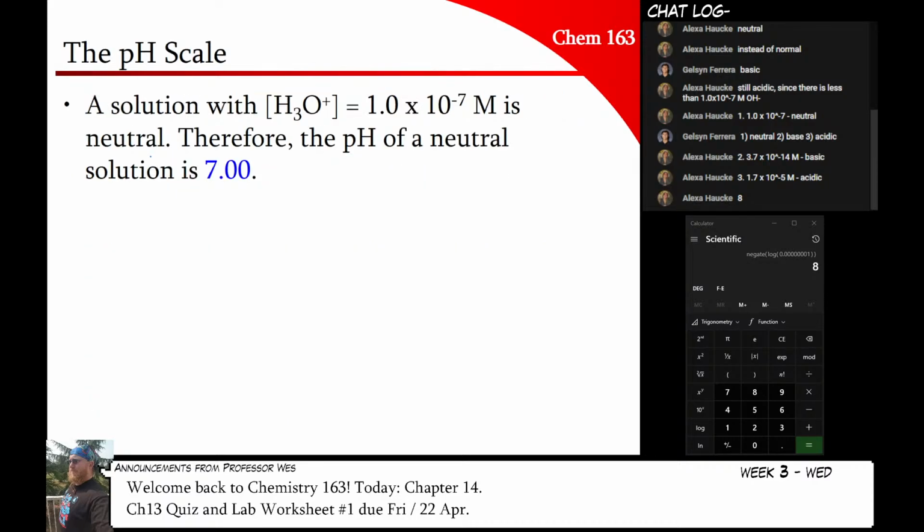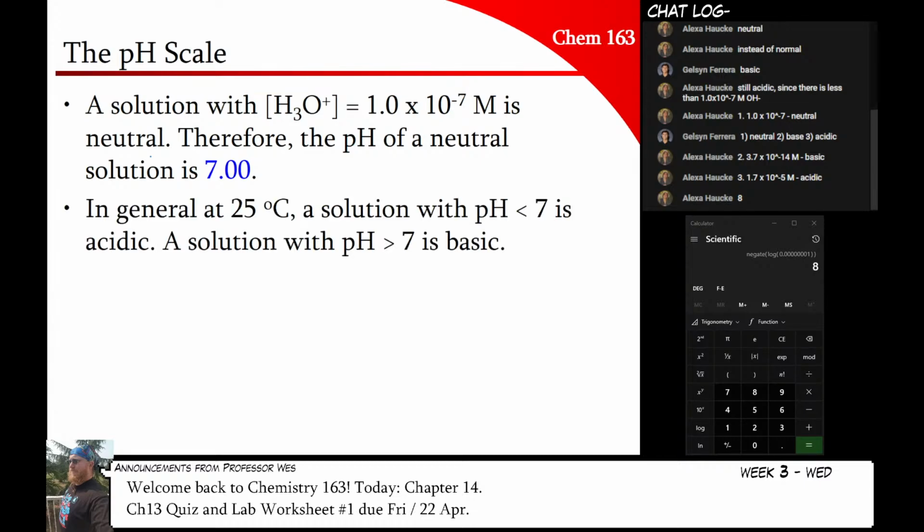Now, if you have a solution with H3O plus equal to 1 times 10 to the minus 7, the solution is neutral. We defined that. Therefore, if we take negative log of that number, you will get 7. 7 is the midpoint of our pH scale. Anything that's pH 7 is neutral. At 25 degrees Celsius, if you have a solution with pH less than 7, you are acidic. If you have a solution with pH greater than 7, you are basic. If you are on 7, you are neutral.